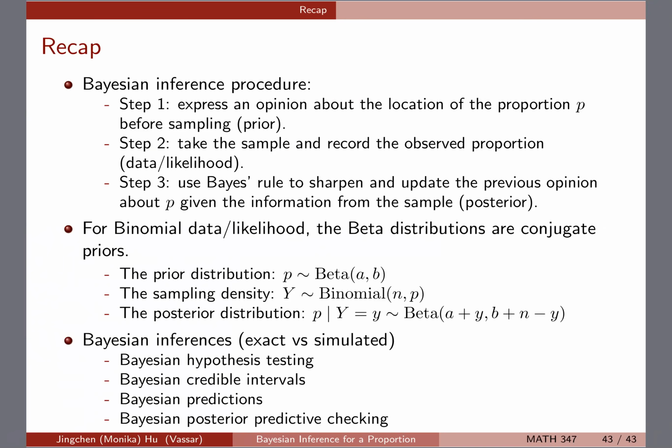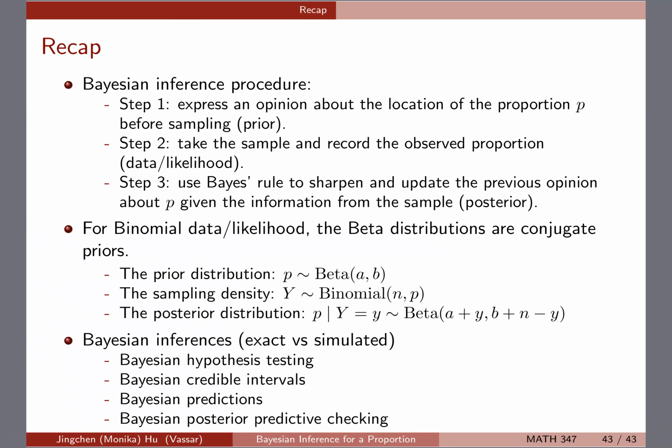And then from the simulation approach, if you have large enough samples, you would provide a good approximation. So you can do Bayesian hypothesis testing, credible intervals, Bayesian predictions, and posterior predictive checking. So those are the topics that we talked about. And for today, we focus on the last part.